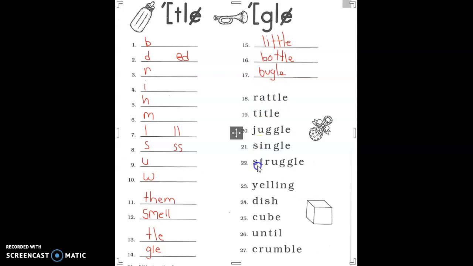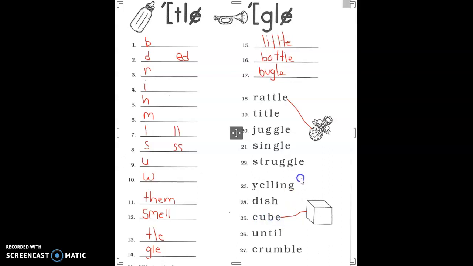Look at 18 through 22. Which word spells rattle? Rattle. Right, number 18. Look at 23 through 27. Which word says cube? Cube. Right, number 25. Cube.